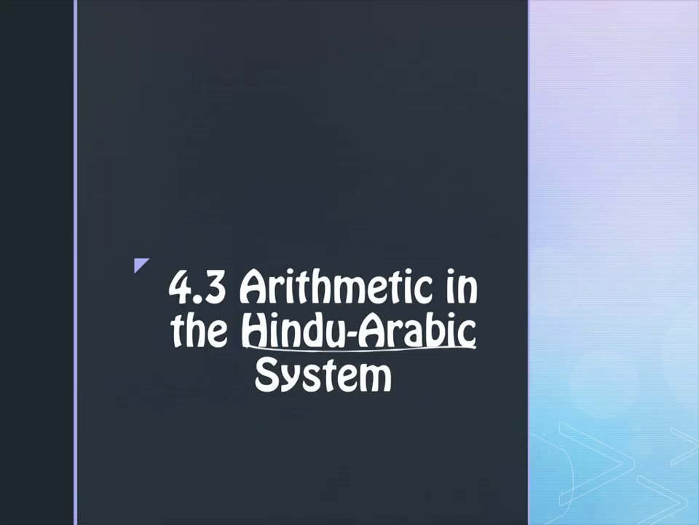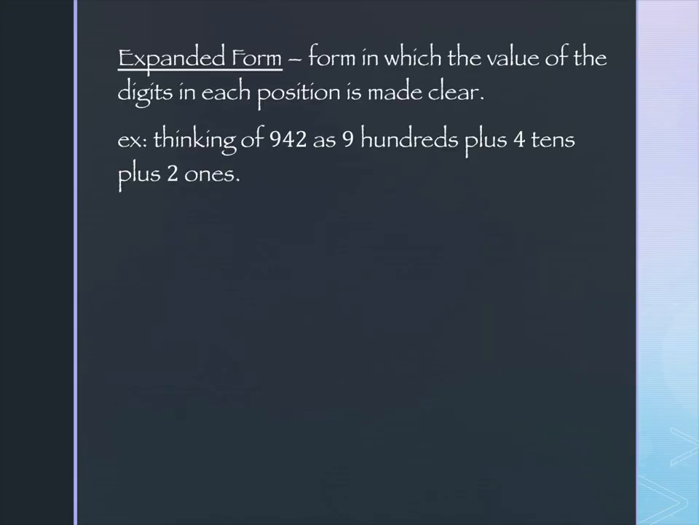So what I want to first introduce to you is something that you know, but you may not know it by this name, and it's called expanded form. Expanded form is a form in which the value of each digit in each position is made clear. So it's a way that we would write, for example, this number, 942, more clearly as to what it means. And so this is written first in words. We're thinking of it as 9 hundreds, 4 tens, 2 ones.